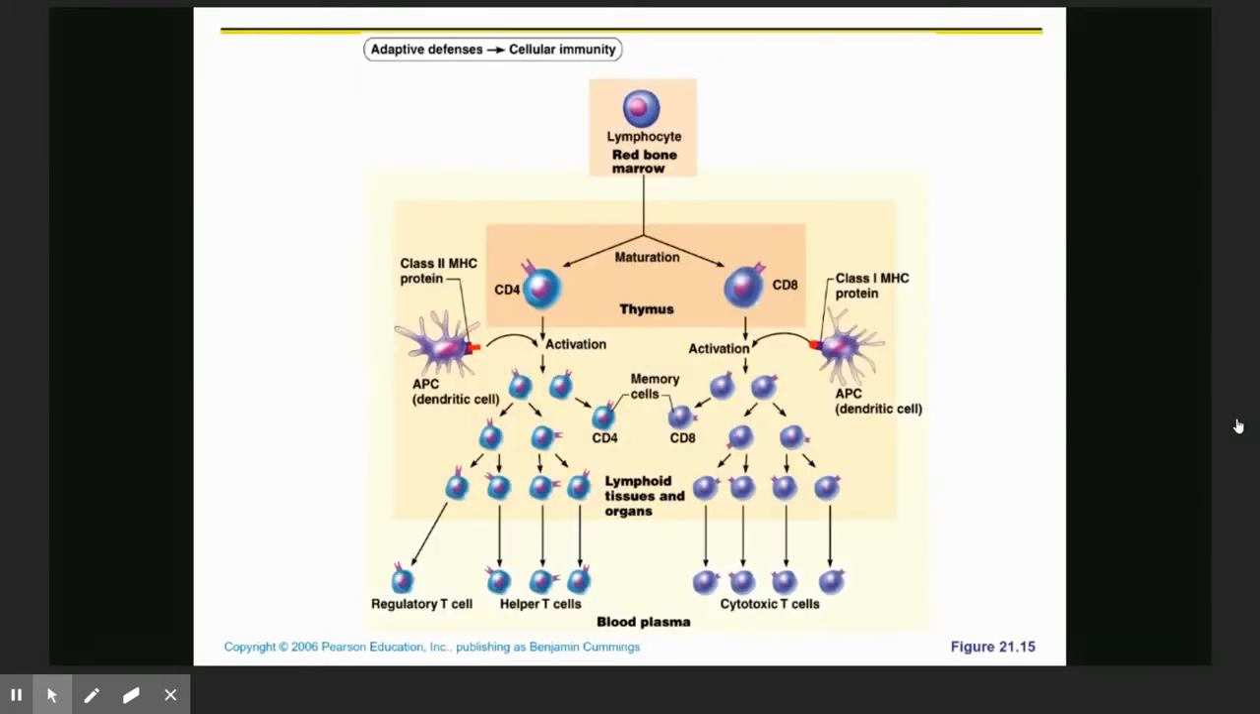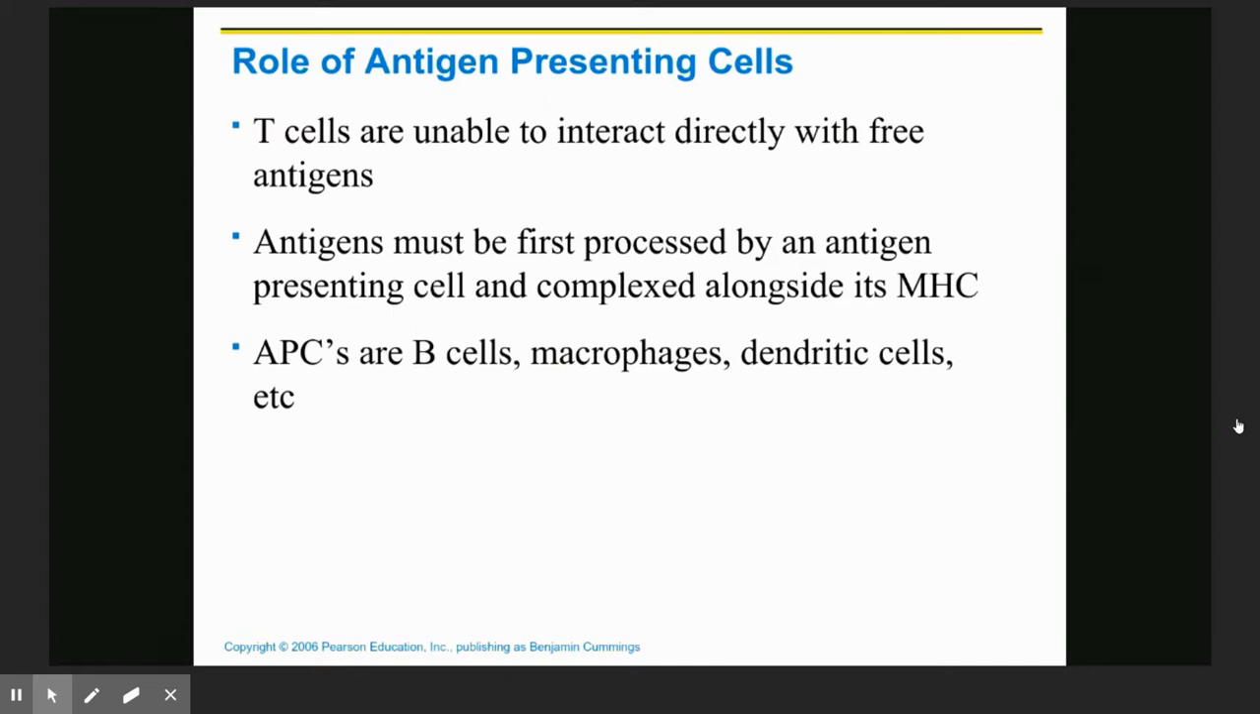So here's our T cells. Remember, they're going to start out in the bone marrow, but they're not going to stay in the bone marrow. They're going to go to the thymus, and they're going to mature, and they're going to develop their surface receptor. They also develop this other protein that allows us to separate them. So we have CD4 and CD8, and then they're going to leave the thymus. And then they're going to go through this process of activation, and then we'll see what happens. So let's look at it a little bit more.